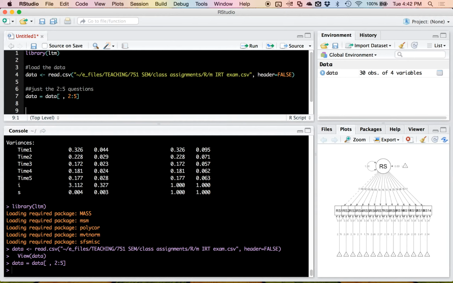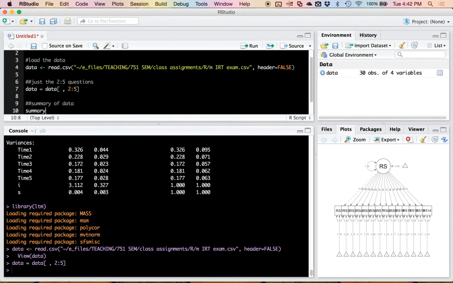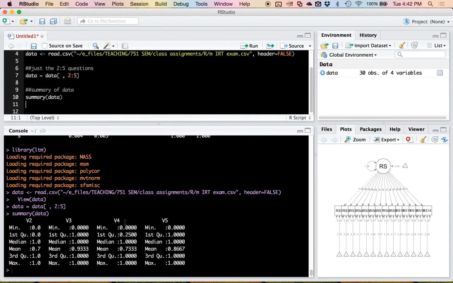Now, I want to try and look at a summary. So I'm just going to use the summary function of the data set. And let's look at what we have here. If I look at the mean across these questions, I can already tell, and this professor would say this too, that the questions are too easy. So 70% of people are getting it right.